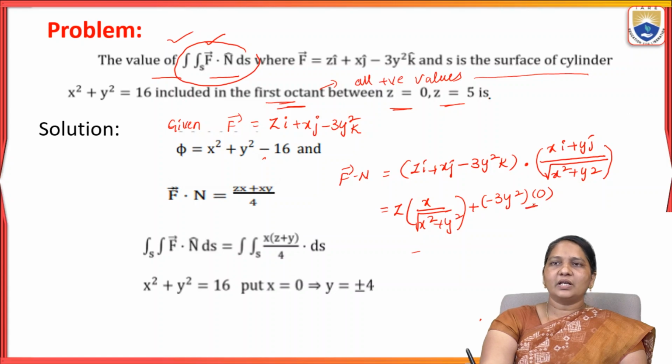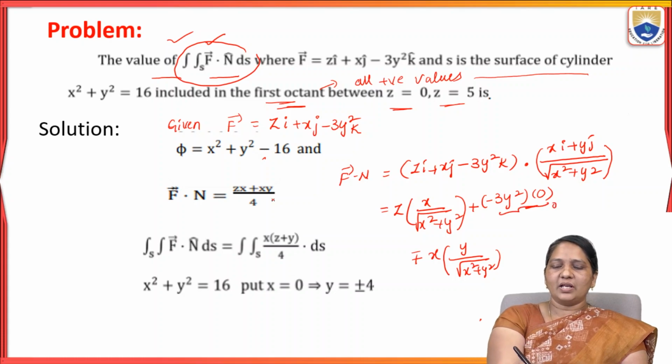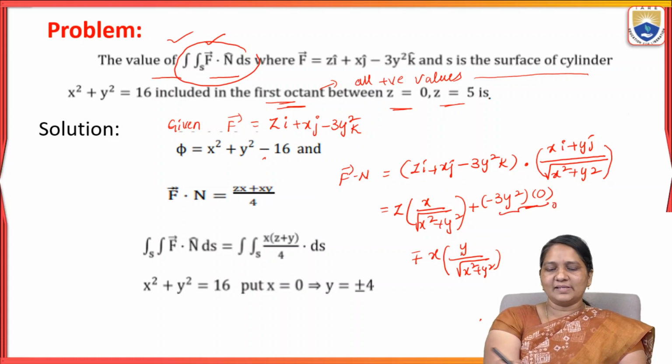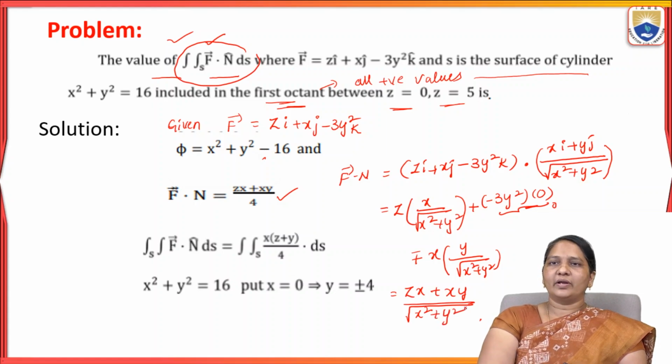So this is the k term, which I don't have. Next, the j term: x into y by square root of x square plus y square. Here I got zx plus xy, so this term is 0. Finally, I got zx plus xy by square root of x square plus y square. This is the value I got here.